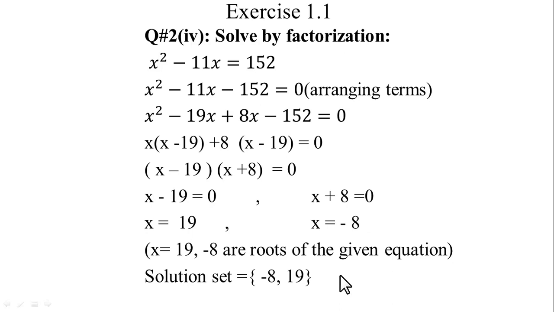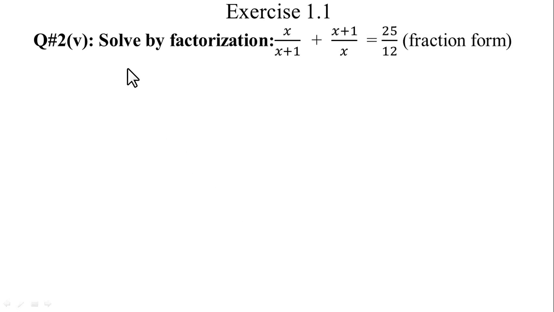Now let's start the next part, question number 2, part 5. Solve by factorization method. The given equation is x upon x plus 1 plus x plus 1 upon x is equal to 25 upon 12 in fraction form. Now first of all, change it into a quadratic equation. Then taking the LCM of these terms, 12x into x plus 1 is the LCM of the given terms.